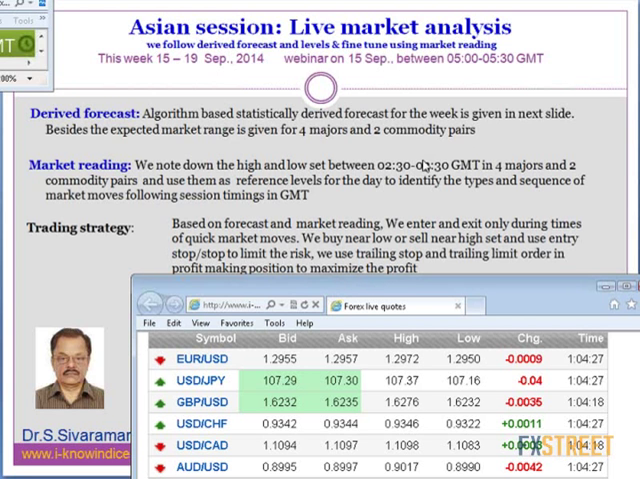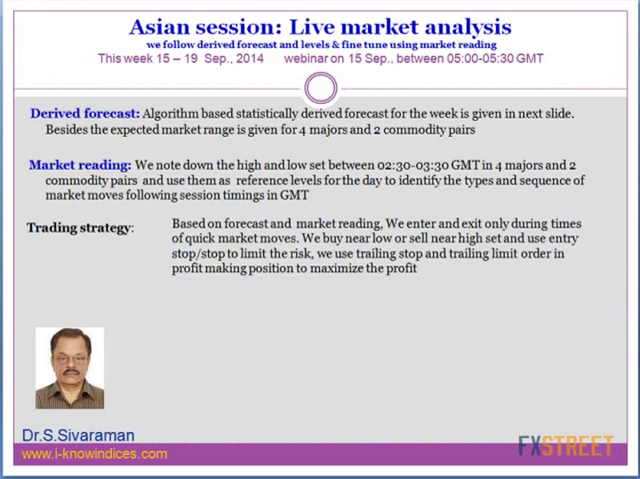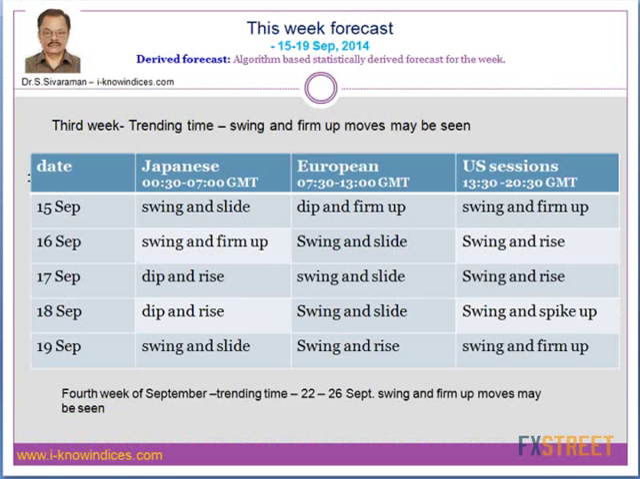Now coming to the forecast, the derived forecast. The derived forecast is a statistical estimate based on a sequential algorithm, sequential statistical calculations, with which it is being projected for the entire week. And you know, this week there are two prime important things, namely the FOMC meeting and also the interest rate decisions. Then another one is the Scottish referendum.